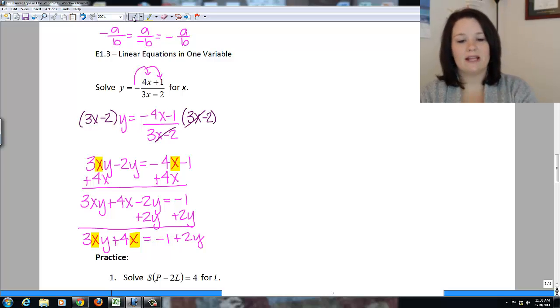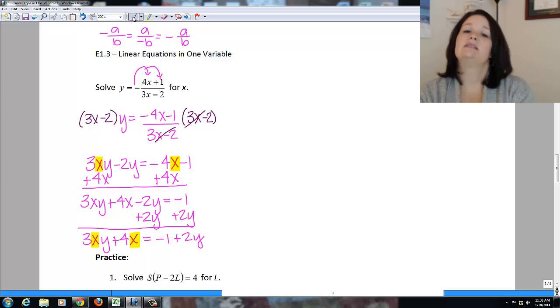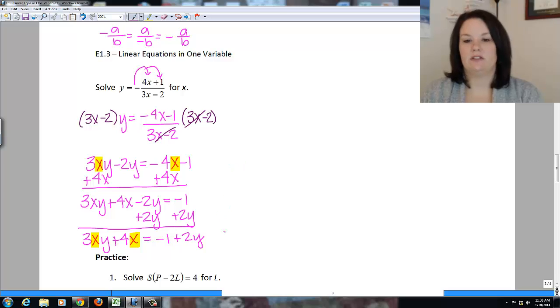So the only way I can get those x's out of two terms and into one place is by factoring it out like a greatest common factor. So that's what I'm going to go ahead and do. I'm going to move up here just a little bit, and I'm going to take that x out. When I take that x out, it leaves me with 3y plus 4. And on the right-hand side, I still have my negative 1 plus 2y.